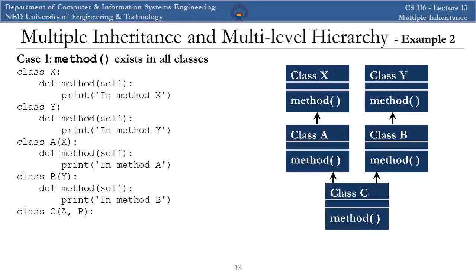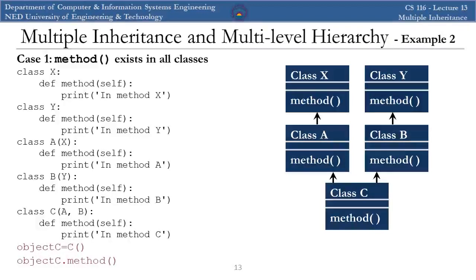Similarly, along the path, you see class A is inheriting from class X because X is written in those brackets, and class B is inheriting from Y, and class C is inheriting from both A and B. So this is how we implement this hierarchy, which is shown on the right hand side. Now I instantiate an object of class C, and I call this method. According to the strategy that I showed you on the last slide, it should access the current class first. So it should print in method C. And here it is, right?